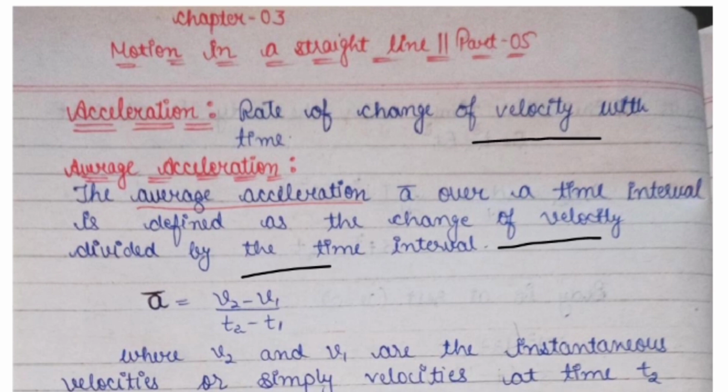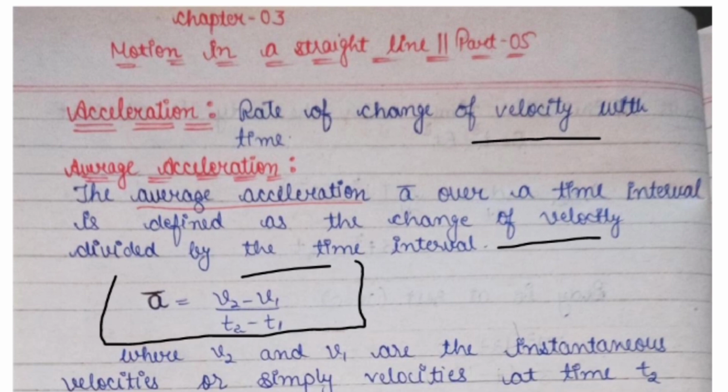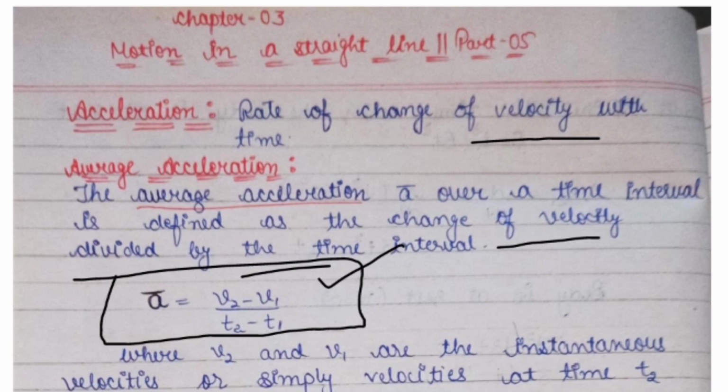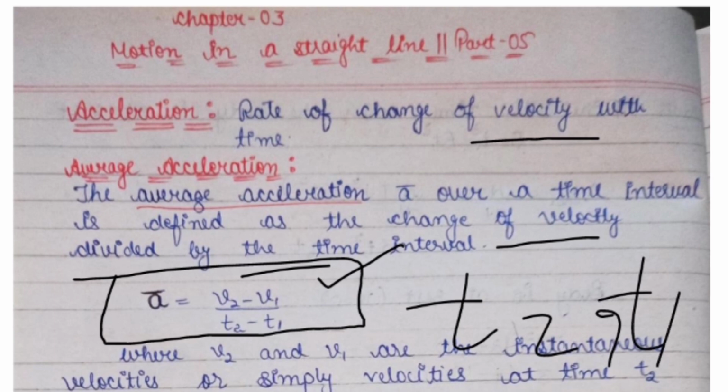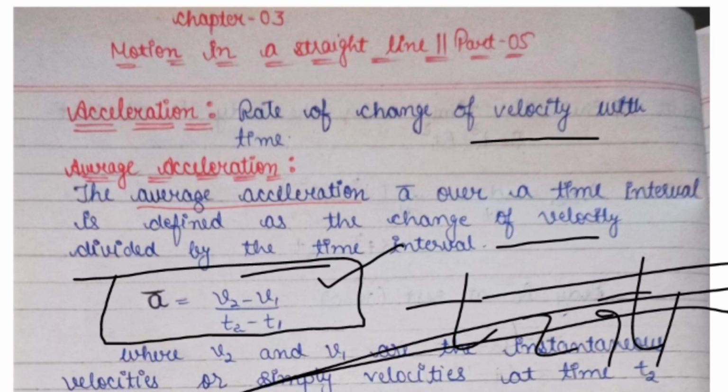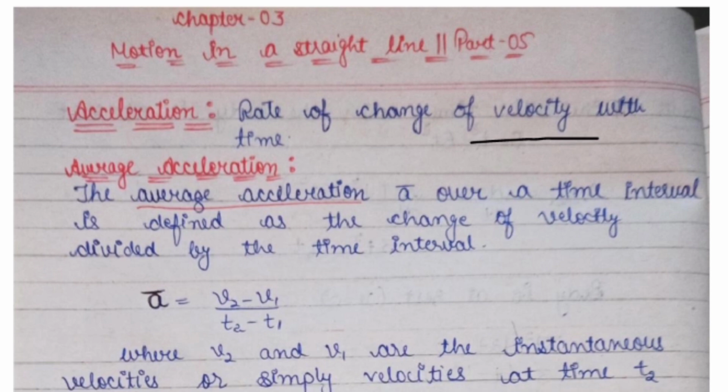How we will represent it? With the help of a bar. This is the expression of the average acceleration where v2 and v1 are the instantaneous velocities or simply velocities at time t2 and t1 respectively. Okay. What is the instantaneous velocity? Instantaneous velocity was the velocity for the very short time.